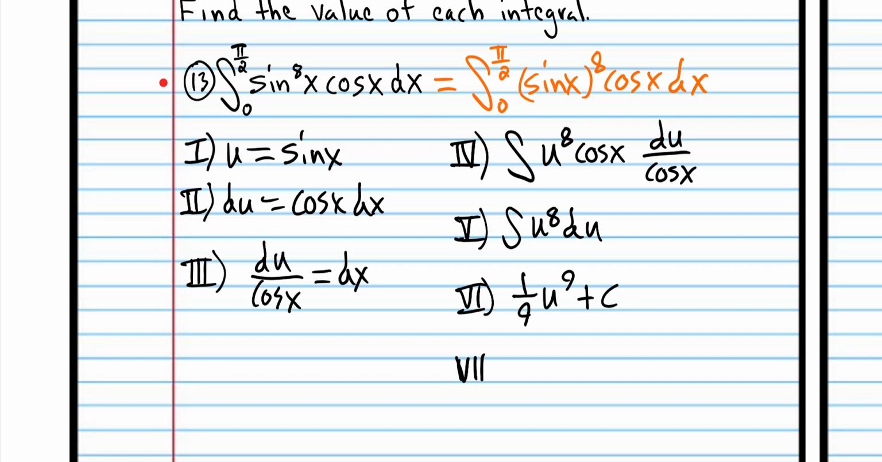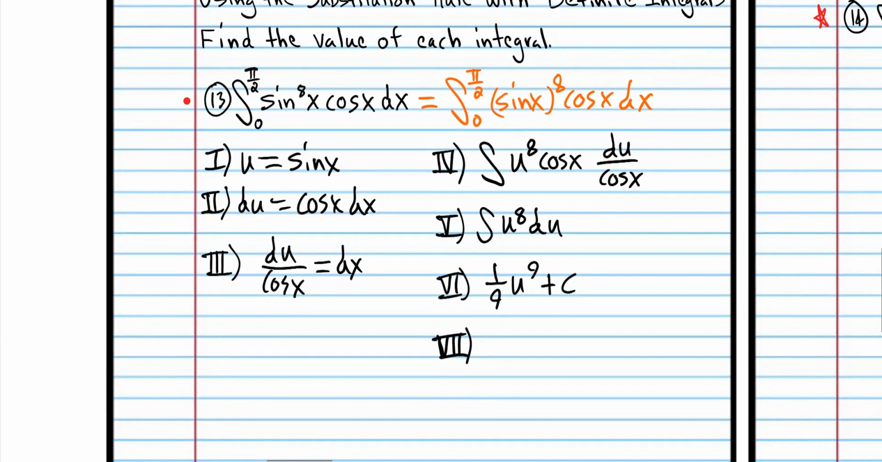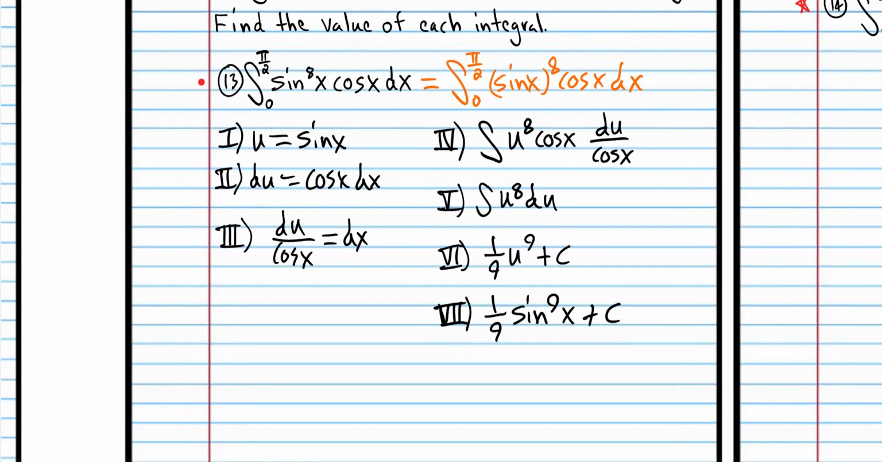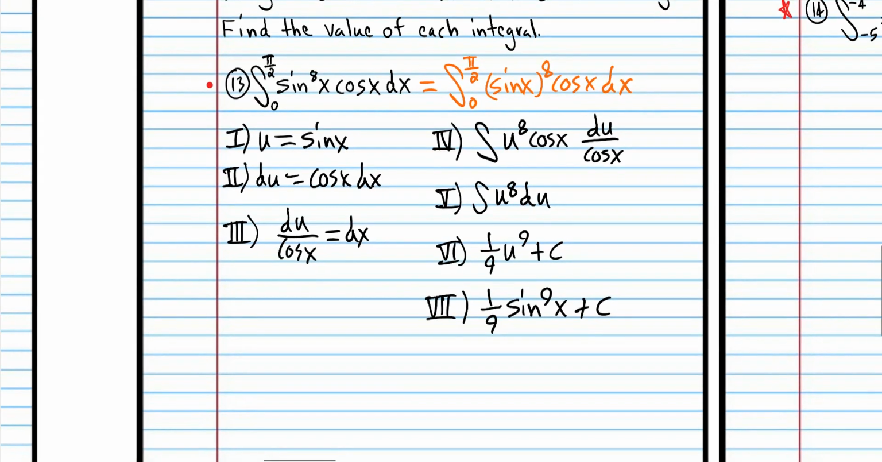And in step 7, which is usually considered to be the last step, we replace u with what we made u equal to. That's sine x. So normally we'd be done at this point. We found the family of antiderivative functions, but the problem is we're trying to find the value of a definite integral. So our answer should be just a number, not a family of functions.